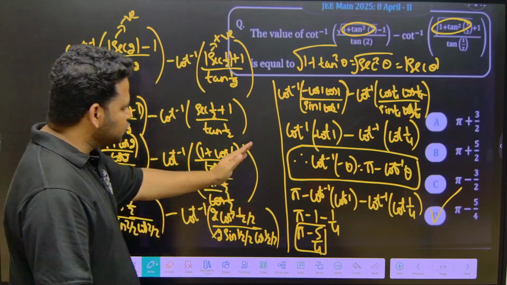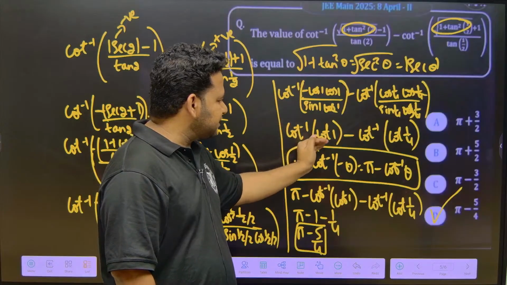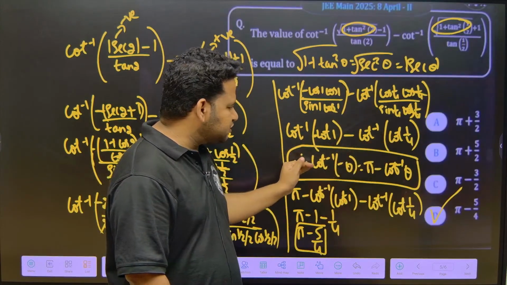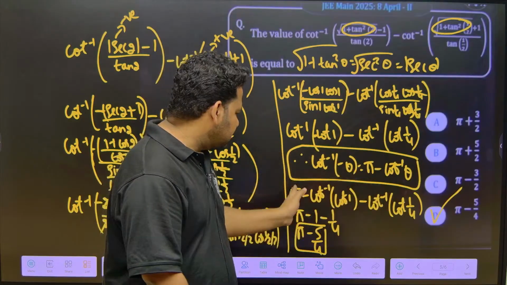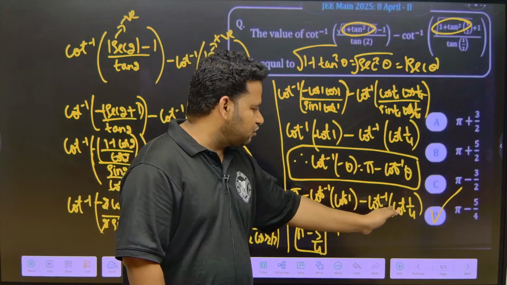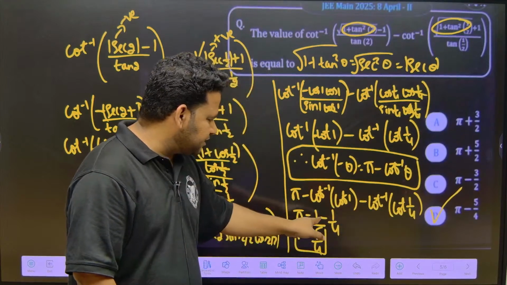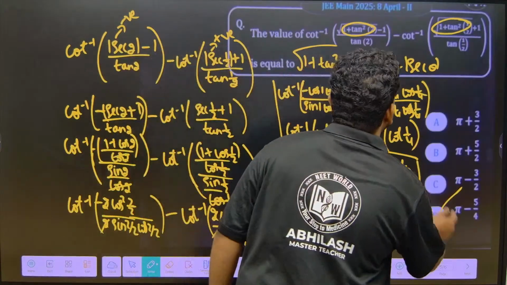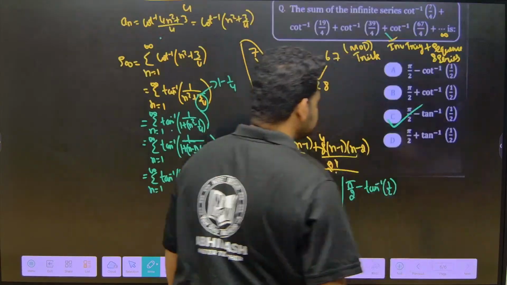But here you should be very careful: it is cot inverse of minus theta, and here it is cot inverse of positive theta, no problem. Cot inverse of minus theta is pi minus cot inverse of theta. So on further simplification you will get pi minus cot inverse of cot 1 minus cot inverse of cot 1 by 4. So pi minus 1 minus 1 by 4, you will get pi minus 5 by 4. That's it. This is the 8th April question.